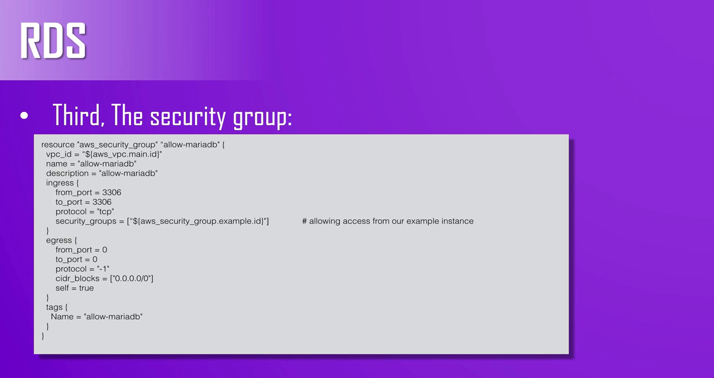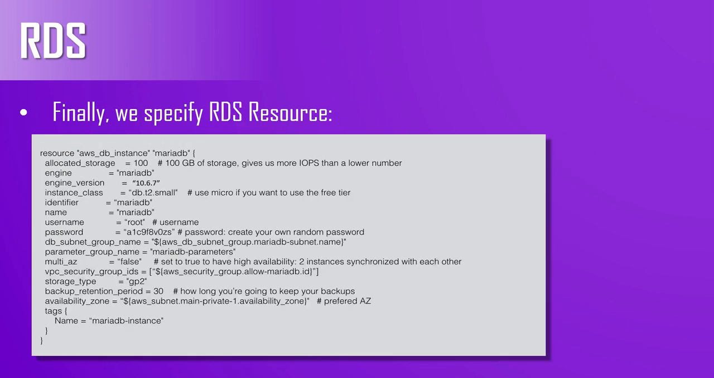So this is just another way of applying security groups. You don't have to always supply IP ranges. You can also supply another security group, and it's quite easy to. And then finally, we specify the RDS resource. So there's quite a lot of settings that we have to specify.